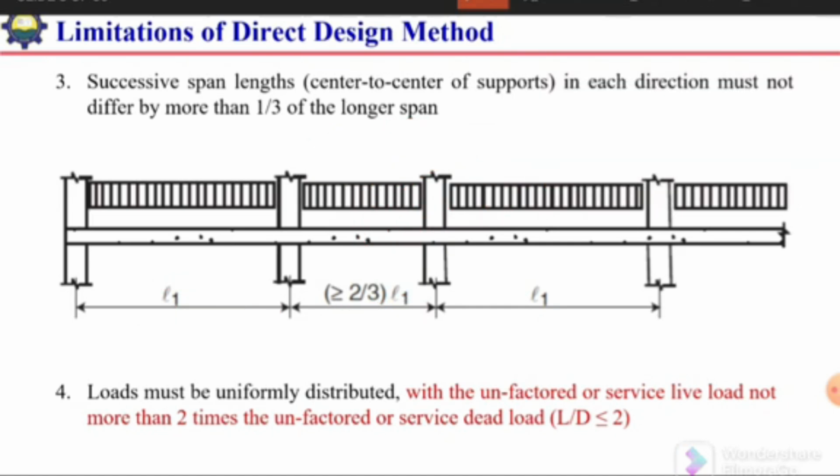So the next, fourth, is load must be uniformly distributed with the unfactored or service live load not more than 2 times the unfactored or service dead load. So the ratio of live load to dead load should be less than 2, and the load should be uniformly distributed on the slab.